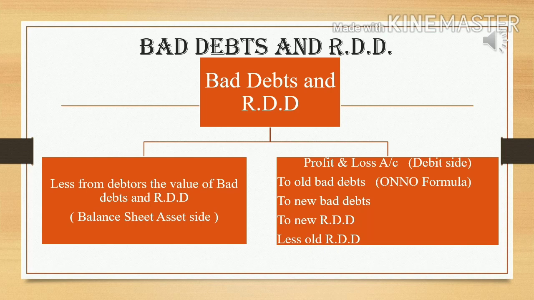Now these initial three, the old bad debts, new bad debts and new RDD, need to be added up, and the last O, that is old RDD, needs to be deducted. So if you learn this ONNO formula, you will find the bad debts and RDD adjustment very easy. I promise you, you will understand this adjustment more clearly in my further video when I solve a sum with you all.